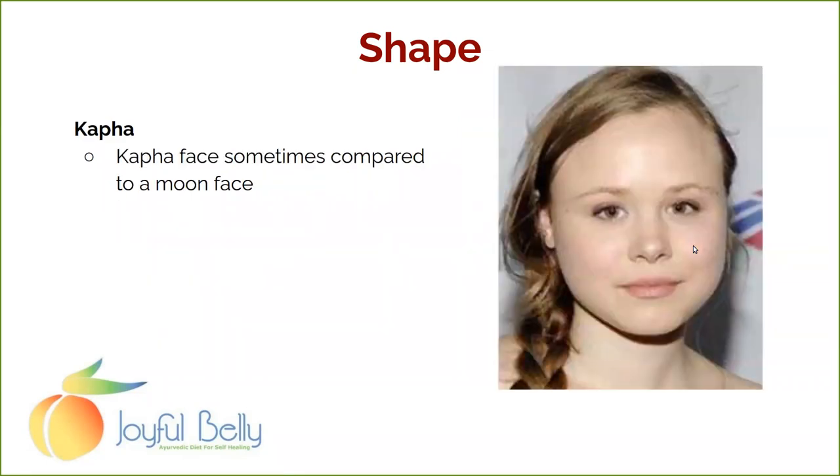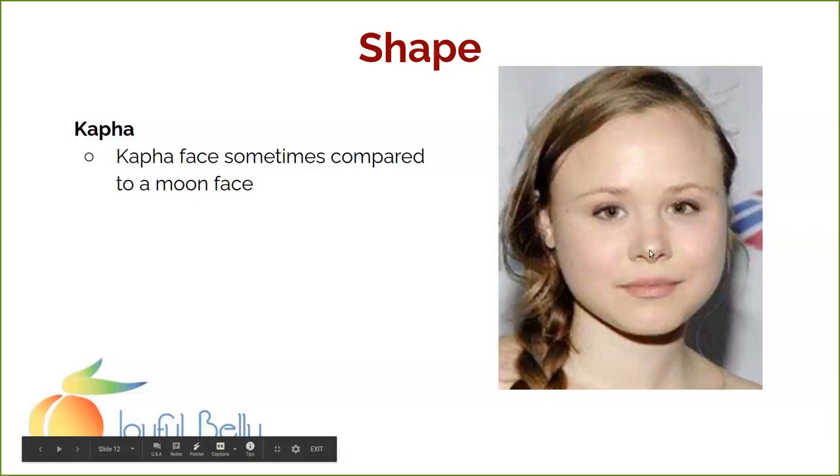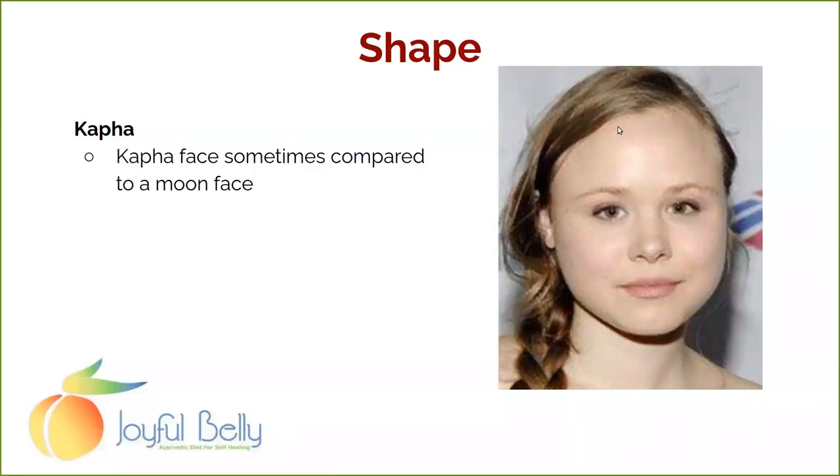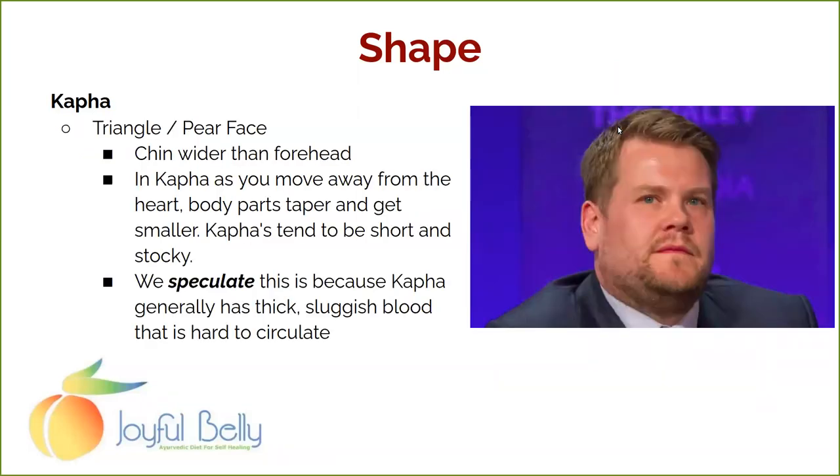And we look at this Kapha person and we see that the constitution is very cool. Right, we see almost no signs of heat in this. The lips are even a little pale, even on her neck, etc. So when I see this, I think of a cool Kapha. All right, Kapha can sometimes have a triangle face where the chin is wider than the forehead.